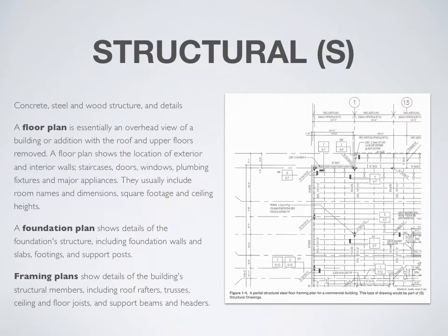A foundation plan shows details about the foundation structure, including foundation walls, slabs, footings, and post supports. And your framing plans will show the details of the drawing's structural members, including roof rafters, trusses, ceiling and floor joists, and support beams and headers.